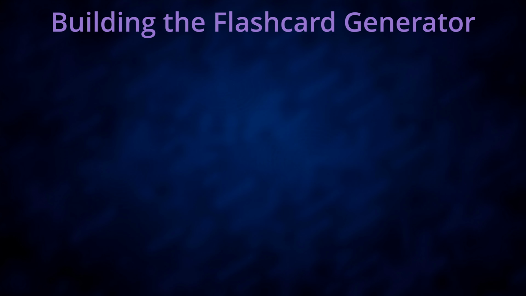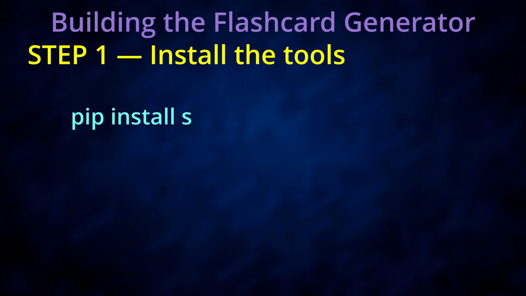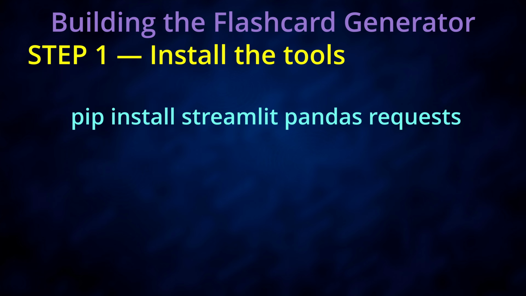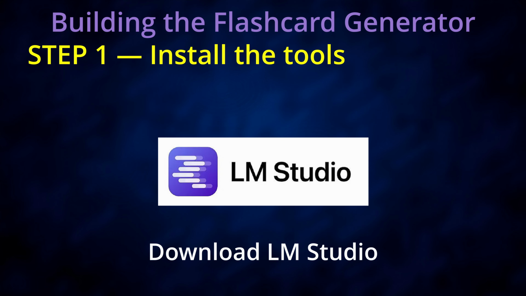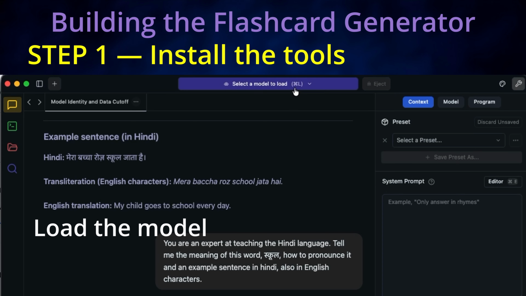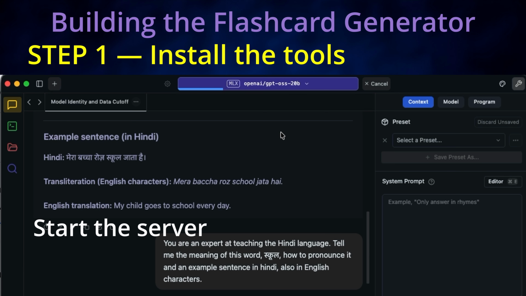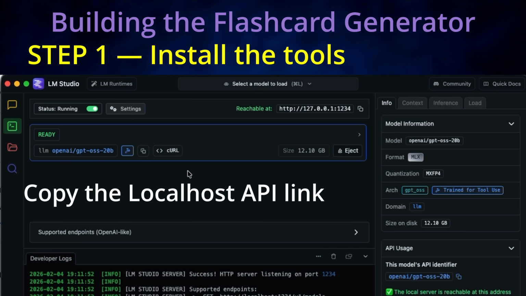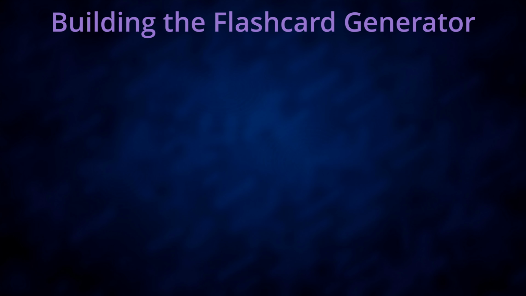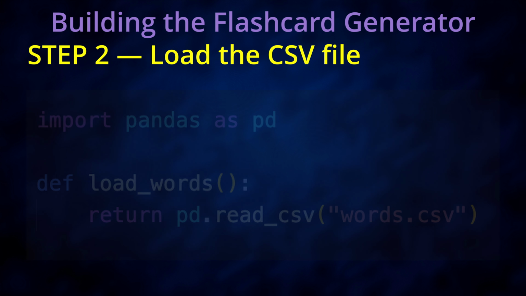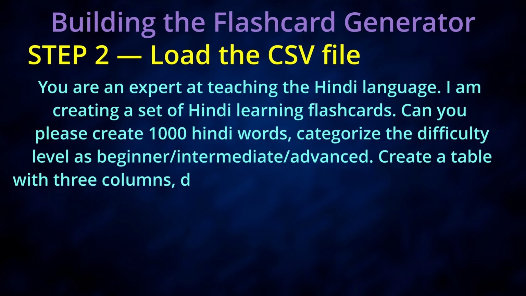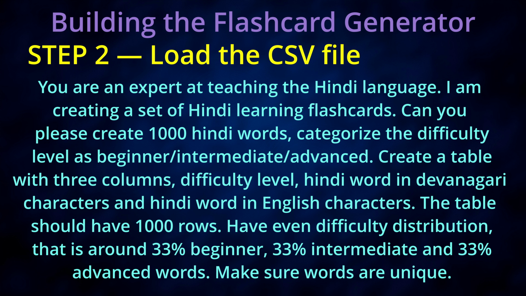Building the flashcard generator. Install the tools. Download LM Studio. Load the model. Start the server. Copy the localhost API link. Load the CSV file. Here is a sample prompt to generate a simple CSV file of Hindi words. You can use it with any LLM like Gemini or ChatGPT.